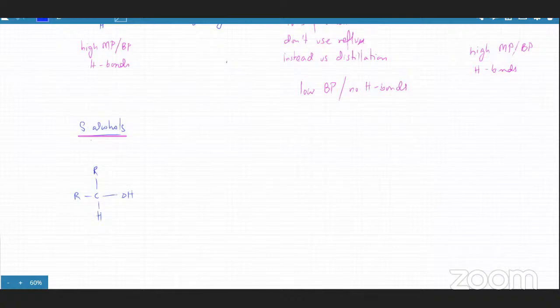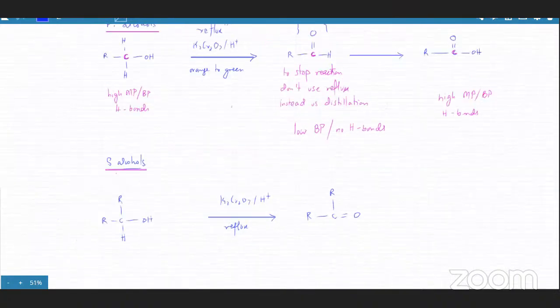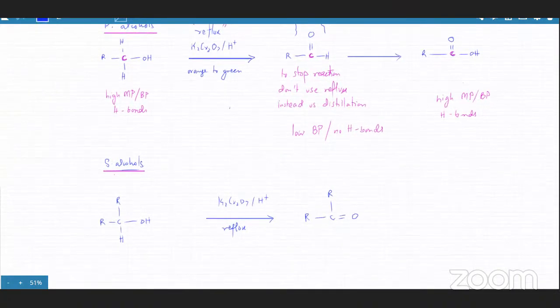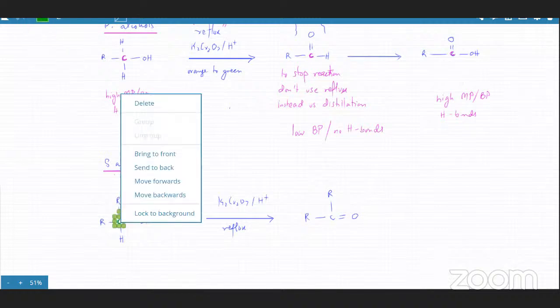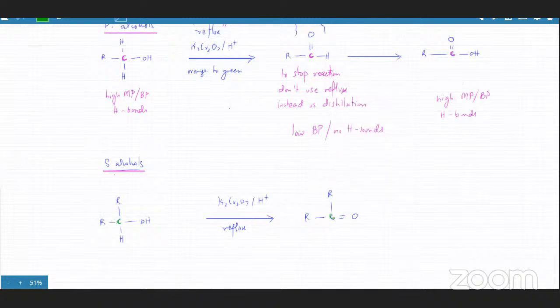If you oxidize with the same reagents, K2Cr2O7 or KMnO4, and you can use reflux, a ketone would be formed: R, C, R, with a double bond O. Make sure you should be able to identify which one is a primary alcohol and which one is a secondary alcohol. So a carbon that's bonded to two carbon chains changes into a ketone. So ketones are produced.